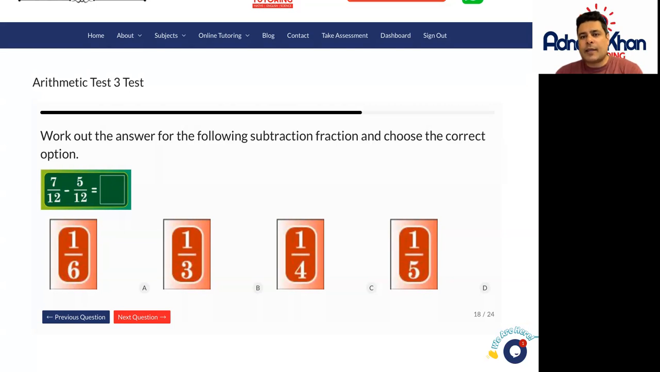So let's just do a quick example. Question number 18, which is 7/12 take away 5/12. Fraction questions. What we do is, first of all, we just subtract these two numbers by each other.